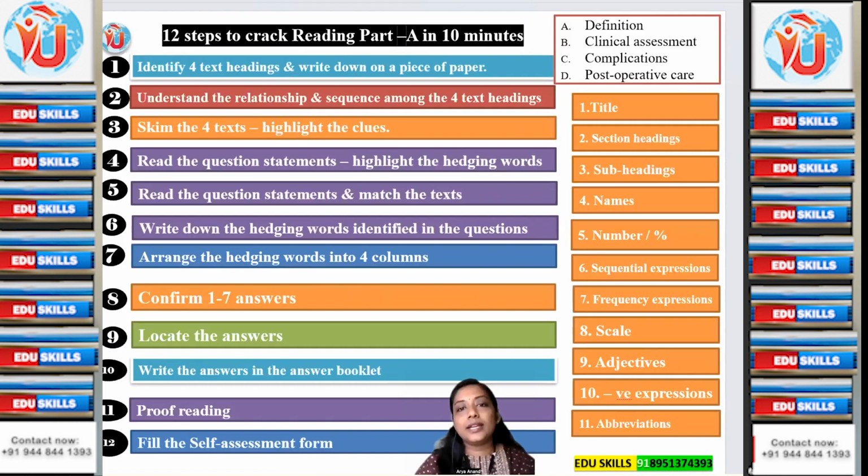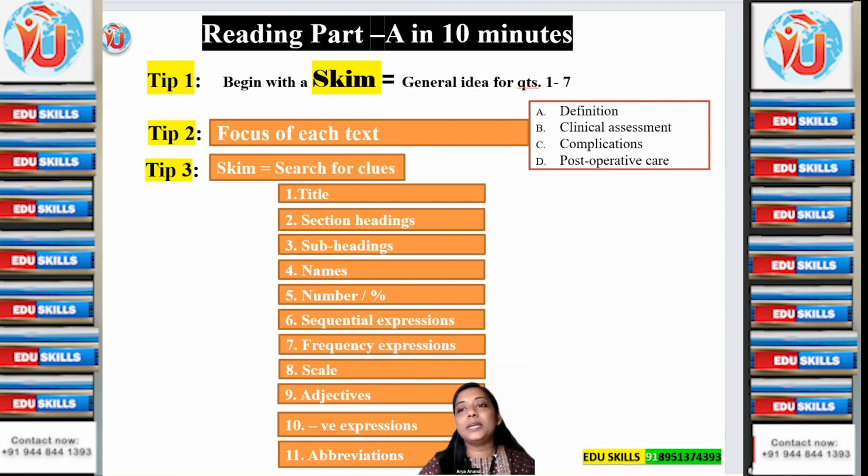Reading part A in 10 minutes. Tip 1: you have to begin with skimming. When you skim, you will get a general idea of what each text contains, and what each paragraph contains. So you have to skim. Then, find the focus of each text. You have to find the sequence of each text.